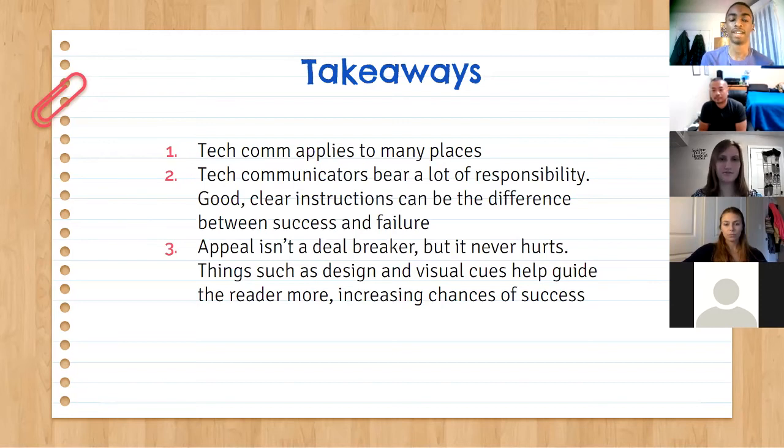And lastly, appeal isn't a deal breaker, but it never does hurt. If you can find a way to make your instructions more graphically appealing, adding things that make the reader want to read it or feel like they're not just slogging through it, that helps a lot with learning. And if it doesn't feel like you're learning, that's the goal. That is how you know it's something that the reader is in tune with and that you succeeded on your document.